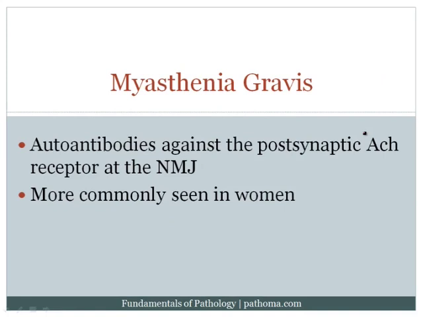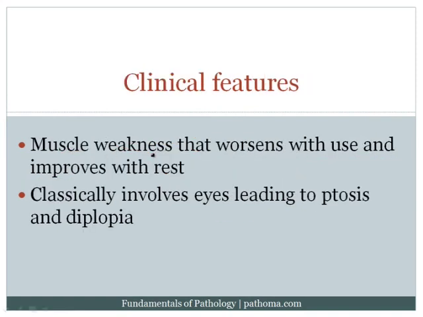So as your text states, this is an autoantibody against the postsynaptic acetylcholine receptor at the neuromuscular junction, more commonly seen in women. Of course, it's an autoimmune disease. Clinically, the features will be muscle weakness that worsens with use. Again, you're releasing less and less acetylcholine as you rapidly use the muscle, and it improves with rest. And that's because if you give the neuromuscular junction time to rest, additional acetylcholine will build up within that nerve.